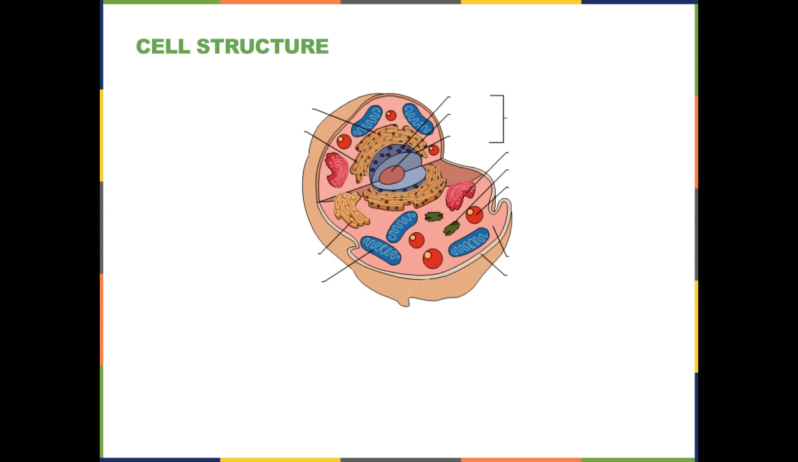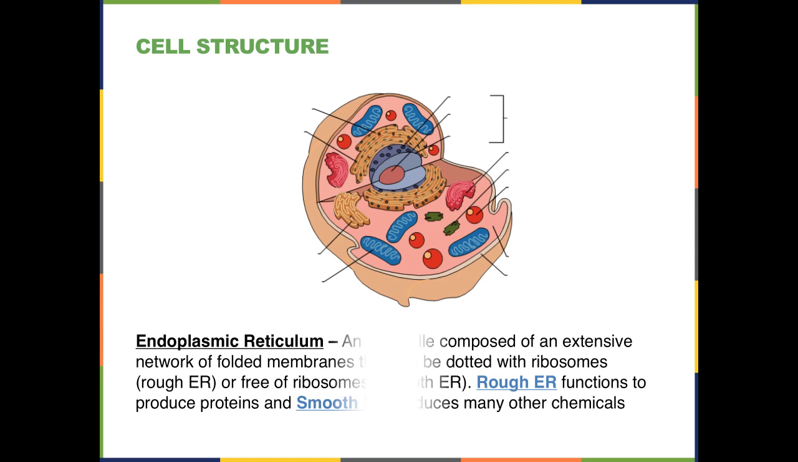Here's another diagram. We'll look at some other structures in this diagram. The endoplasmic reticulum. The endoplasmic reticulum is shown here and here. Some endoplasmic reticulum has ribosomes associated with it, and that's called the rough endoplasmic reticulum and is used to make proteins. Other endoplasmic reticulum here has no ribosomes associated with it. That's called the smooth endoplasmic reticulum, and it is used to make other types of chemicals. This is the rough ER here and the smooth ER here.